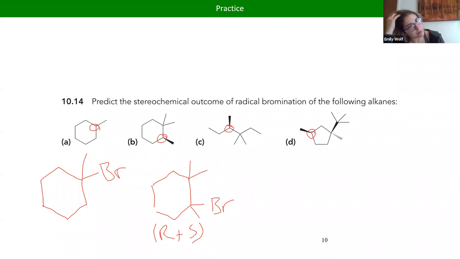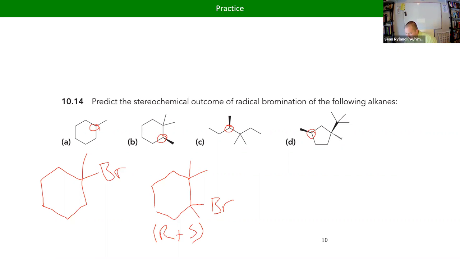Would the bromine come from behind, or would they be evened out? They'll be pretty much evened out, because when you pull the hydrogen off to make room for the bromine, it turns into that planar structure. So it goes to being flat. And once it's flat, it's got a 50-50 chance for the bromine to come from top and bottom.